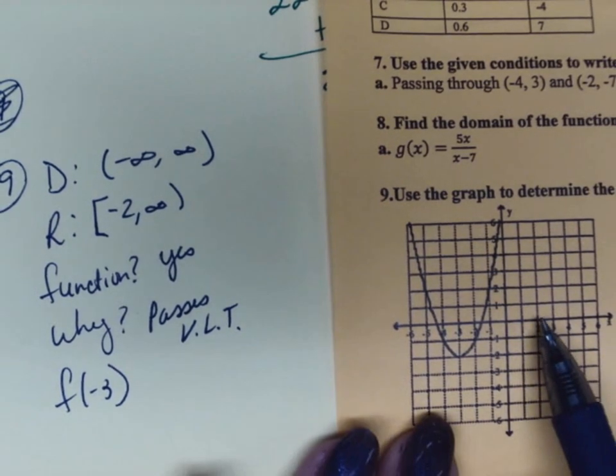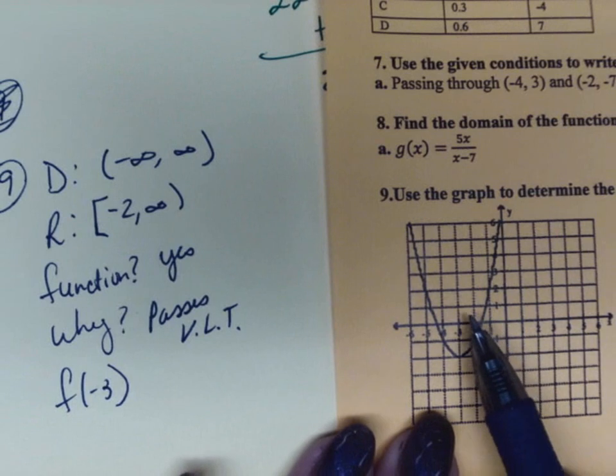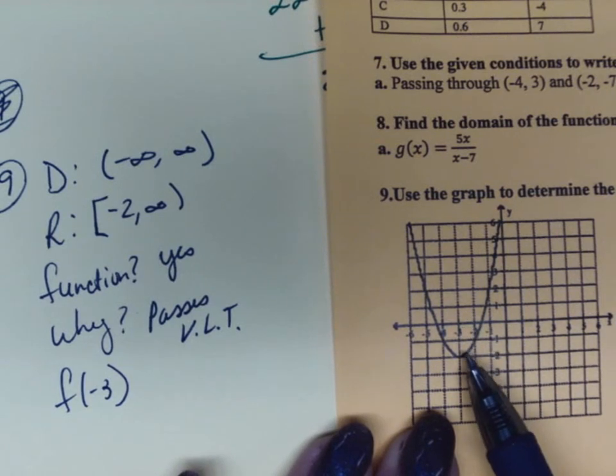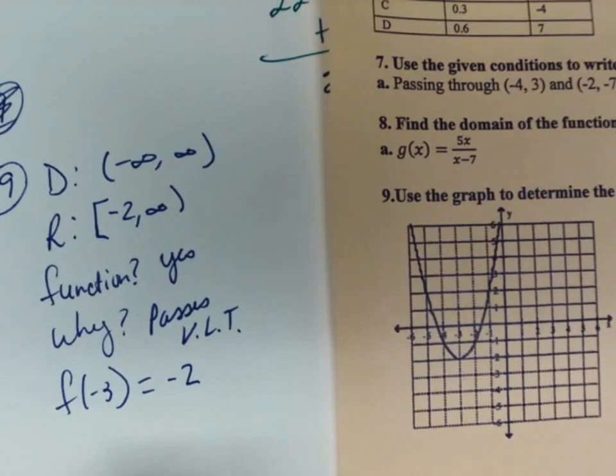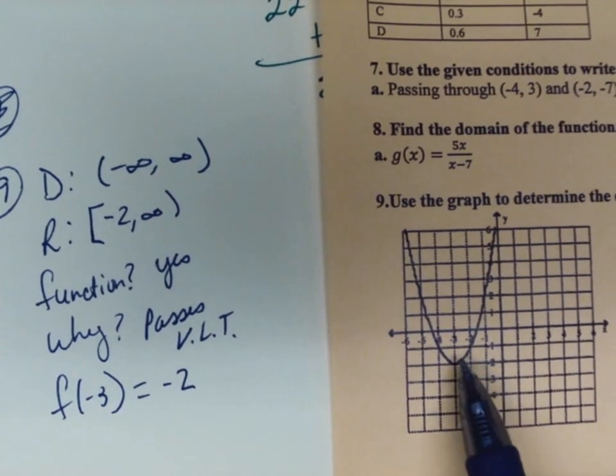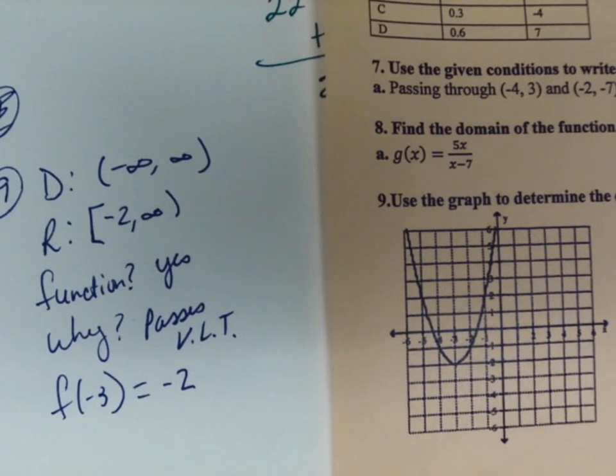Now f at -3, I'm going to go find the x value at -3, and it touches the graph at the y value of -2. So that would be my answer because -3 is at -2 for the y.